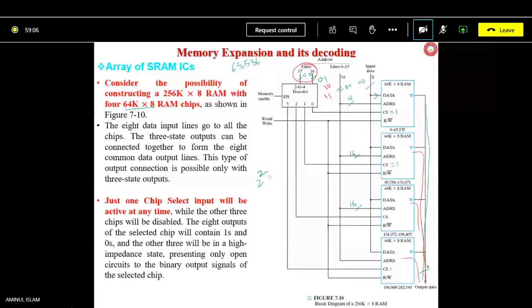Now which row is being read depends on the bit pattern of the 16-bit address. Is it understood? Yes, sir.